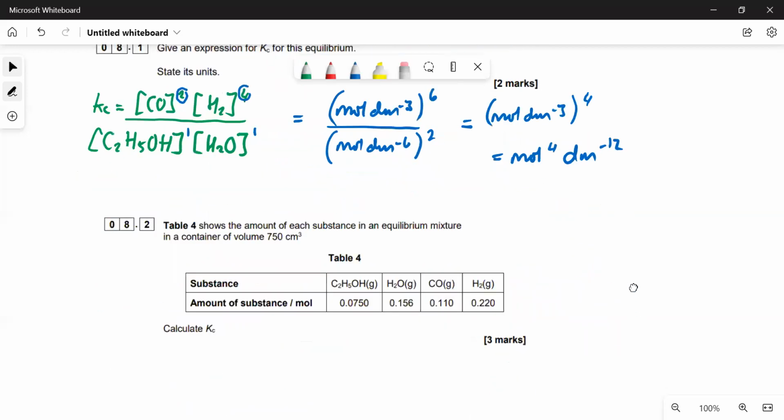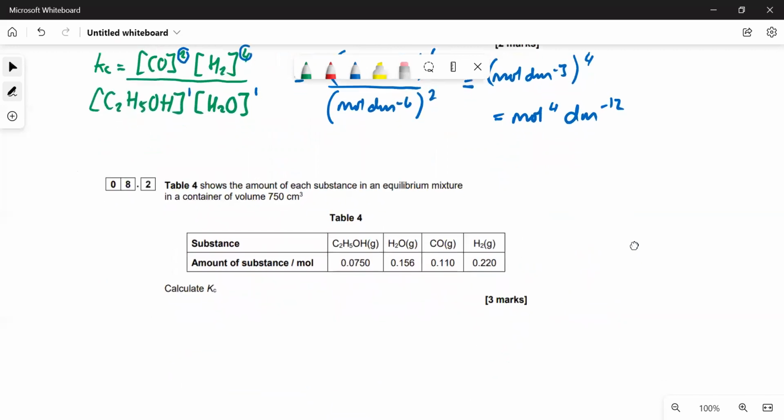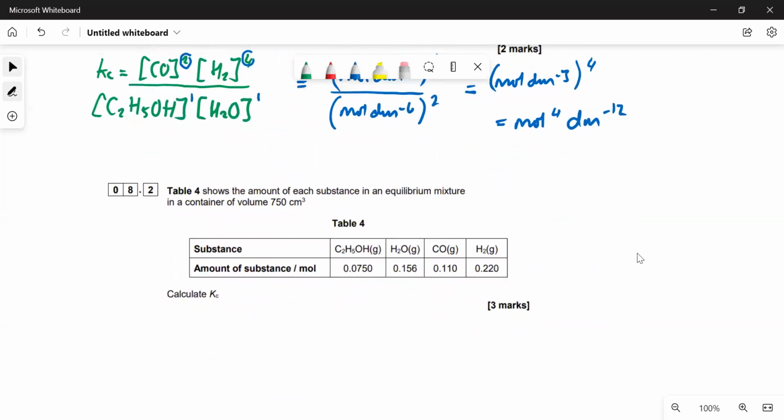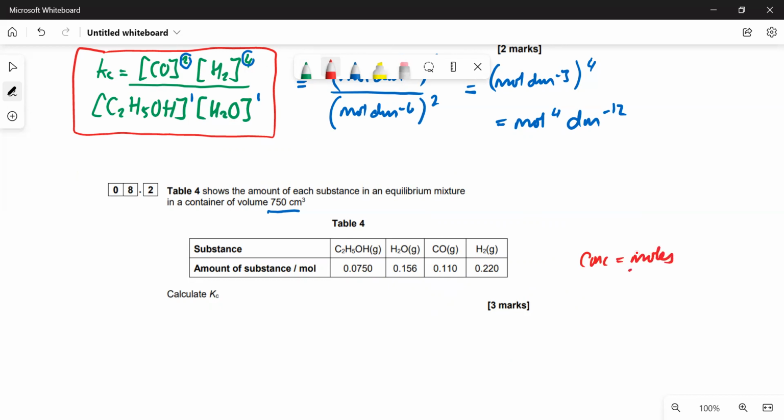Right, table 4 shows the amount of each substance in an equilibrium mixture, and the container volume is 750 centimeters cubed. You have to be careful here not to put the moles into the Kc expression. Of course, in this Kc expression we need to put in the concentrations, okay? What does concentration equal? Concentration is equal to the moles over the volume, which I'll just call V.